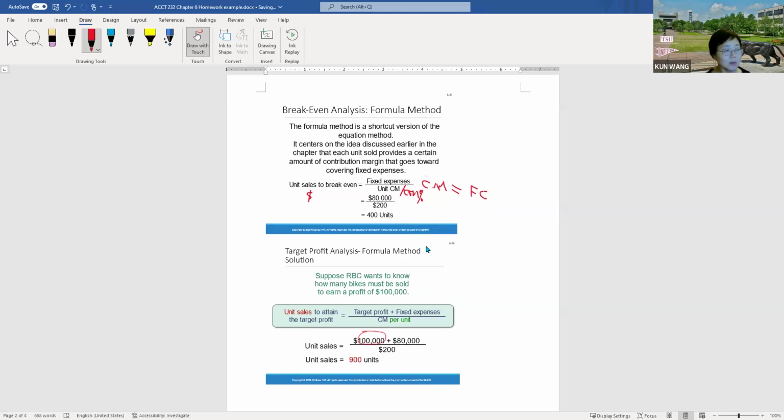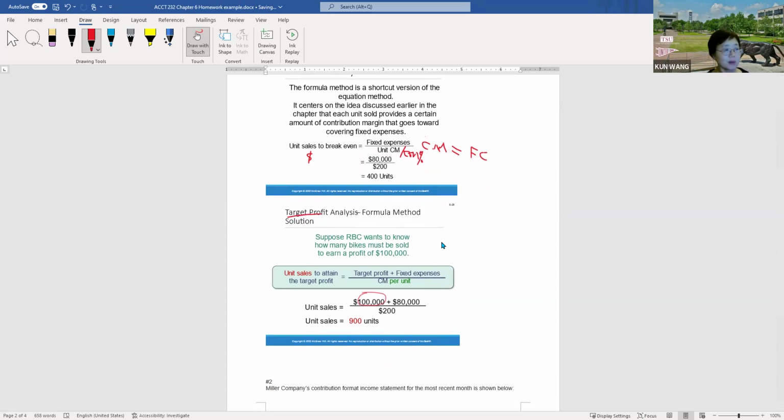Then moving forward, no single company is happy with break-even only, right? So you are looking for some sort of profit or earnings. In that case, we have a target profit analysis, meaning above break-even, we want to make some profit. So we revise the formula, and that's why we add the target profit. After the contribution margin total covers the fixed expense, you still have some profit left. So that's the way we start working on the formula.